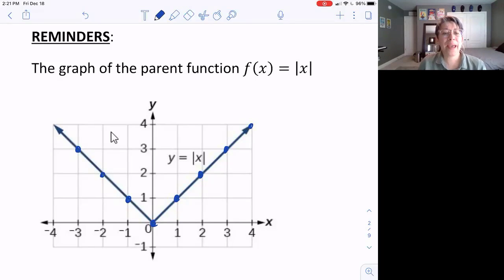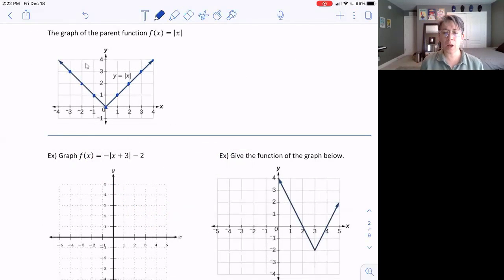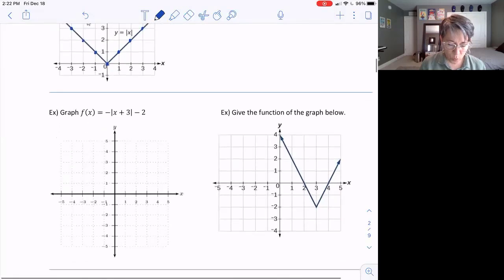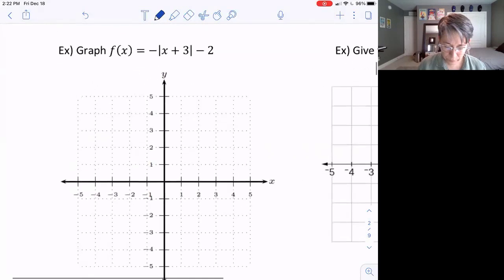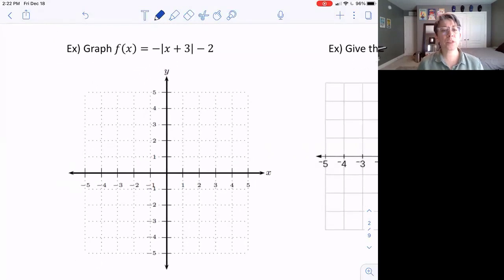And when we say parent function, that just means the basic graph before any transformations. You're not adding, subtracting, or multiplying to shift or reflect the graph. We're wanting to graph a couple of transformations based on that original parent function. So let's focus on this one to the left. We know it's an absolute value, but what does this new function tell us?